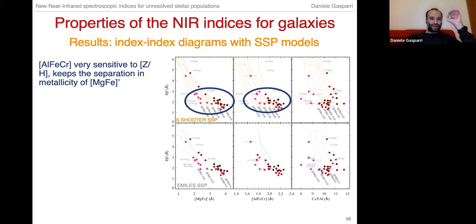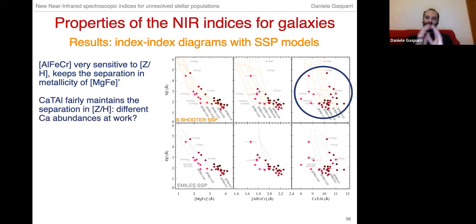Although you can see that the distribution of the galaxies is a little more scattered. While in the central plot, you can see that the most metal-rich galaxies, which are the darkest red points, are on the right, and the low metallicity galaxies tend to be on the left, where they should be, considering the model grids. For the calcium index on the right, we don't have this separation. I think, this is my guess, that the different calcium abundances in the galaxies skew the distribution of metallicity.